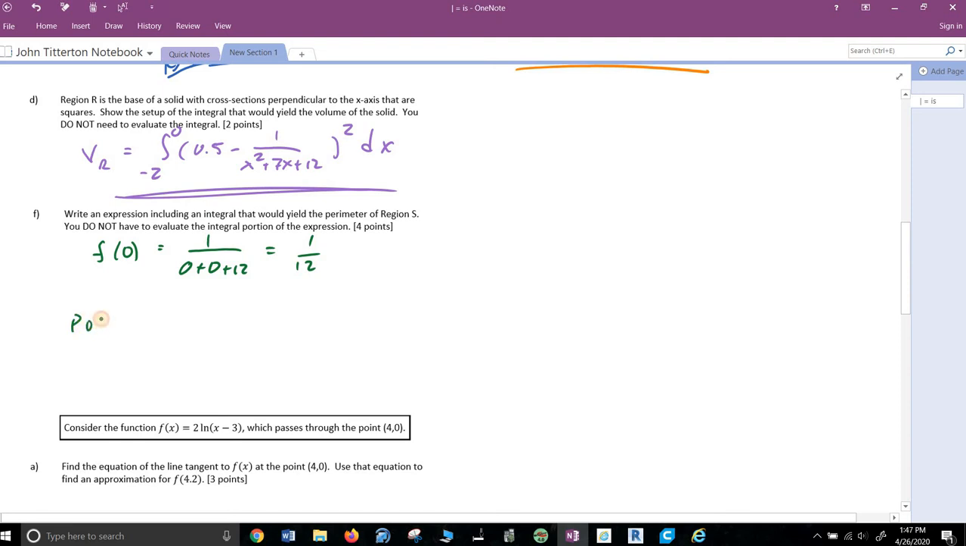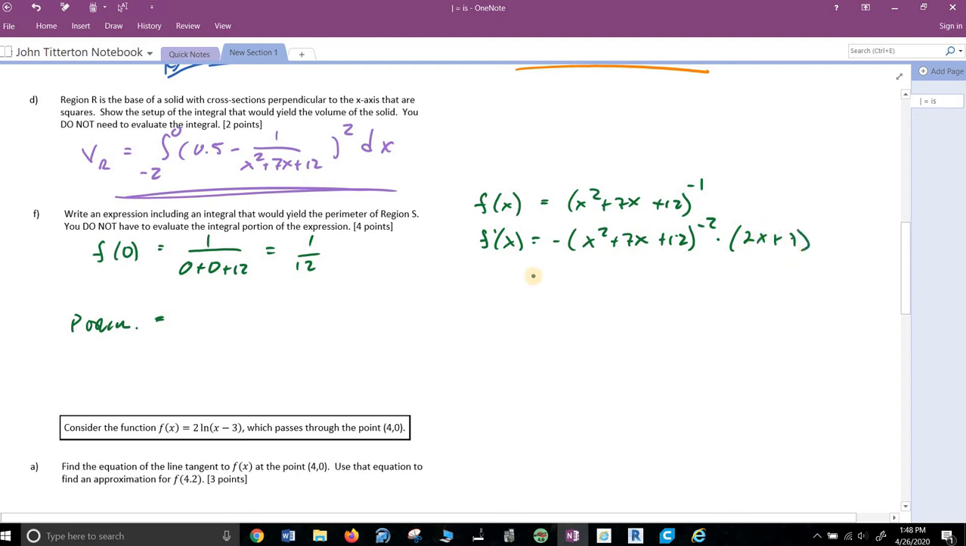So the perimeter, and we're going to need the derivative of f of x equals, and I like to write it this way because then I can do the derivative easily, f prime of x equals negative x squared plus 7x plus 12 to the negative second times chain rule 2x plus 7, negative parentheses 2x plus 7, x squared plus 7x plus 12 squared. Something feels wrong there. I think that's right.